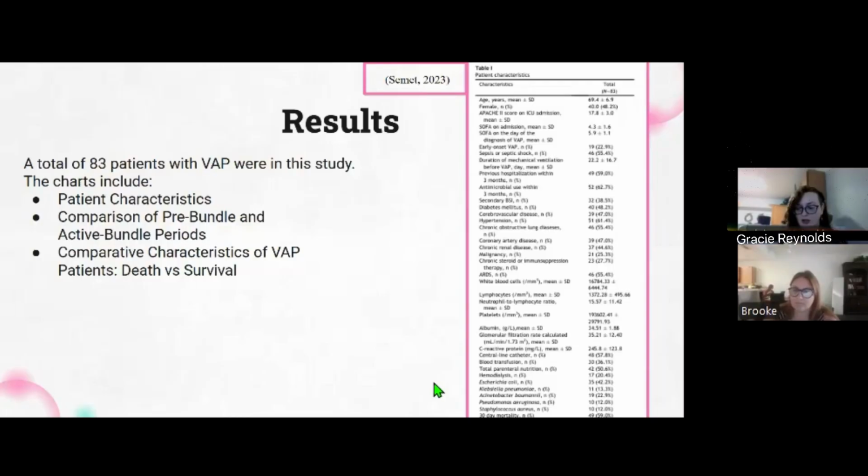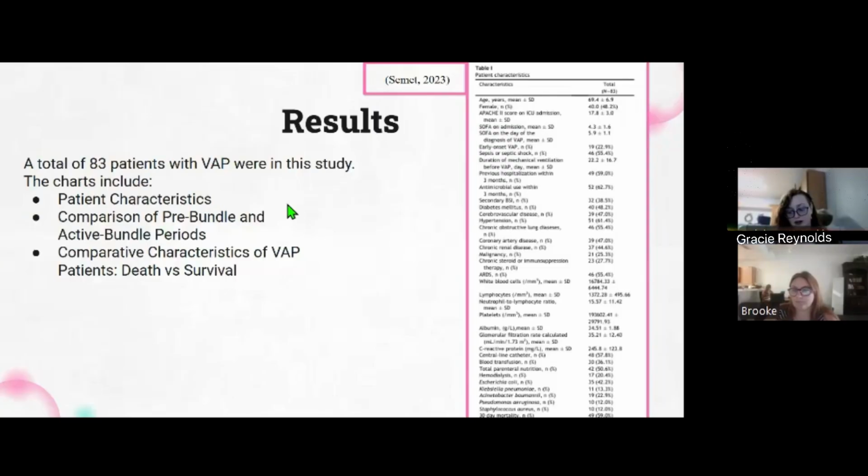Among the patients, over 23% developed early onset VAP, 55% developed sepsis or septic shock, 39% developed secondary bloodstream infections, and 55% developed ARDS, which is acute respiratory distress syndrome. 59% died within 30 days. This is a very lethal disease. The most frequently identified pathogens were E. coli, Acinetobacter baumannii, Klebsiella pneumoniae, Pseudomonas aeruginosa, which is our pathogen here, and Staphylococcus aureus.